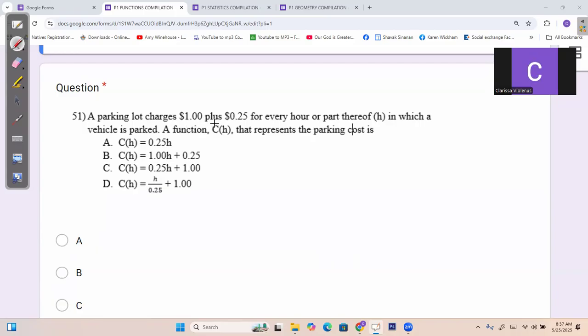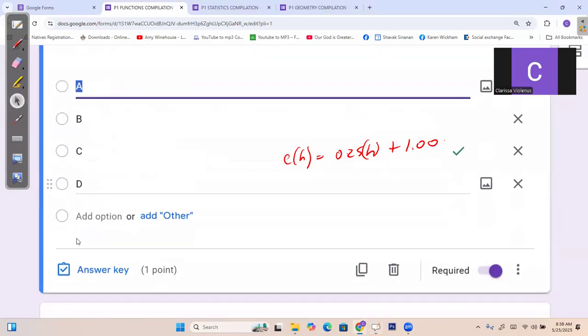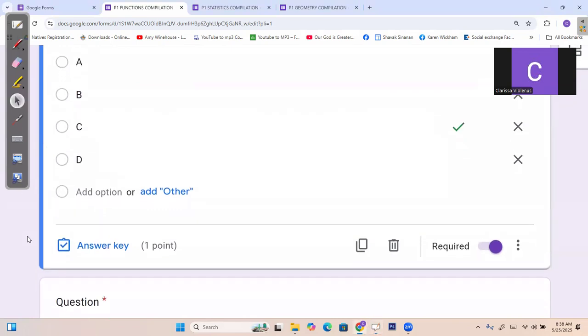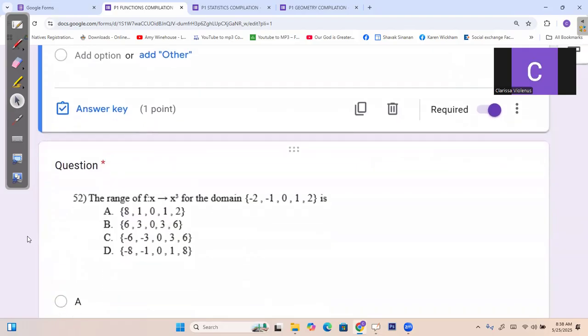So first of all, it's $1 flat. So it charges $1 and then it charges 0.25 for every hour. So C of H is going to be 0.25H, because it's per every hour, plus the dollar, because the dollar isn't changing. So which one would that give me? I would choose C. Yep. Because the dollar is flat, no matter what you're going to have to pay a dollar, but then for every hour you're paying 25 cents. So I hope everybody understands that one.